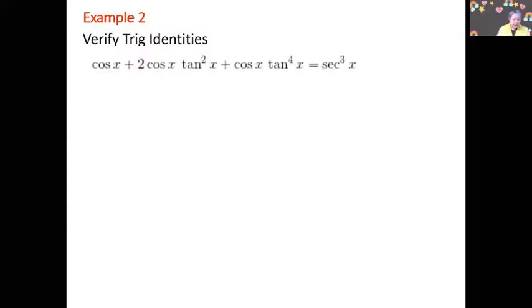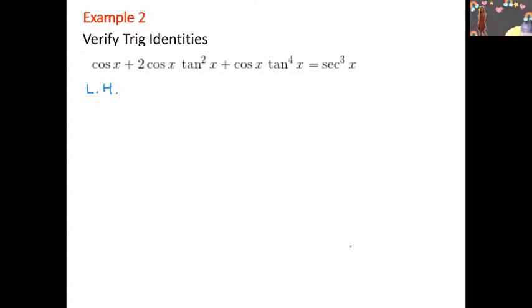Then the official way of starting verifying a trig identity is this. Because they have both sides, one is the left-hand side and the other is the right-hand side, and it starts from this. We just write, so we are selecting the left-hand side, and then we can start with LHS, meaning left-hand side.